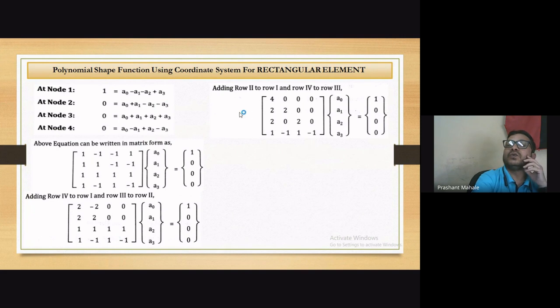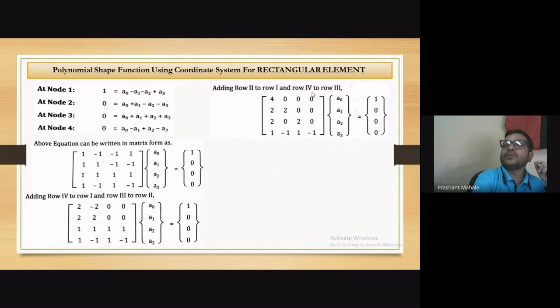So row 2 if added to row 1, can you see? Row 2, 2 plus 2, 4, 2 minus 2, 0. Here again you are getting 0. You want 0 in all other places except the diagonal, and at the diagonal you want a 1 value. Then only it is going to be unit matrix.